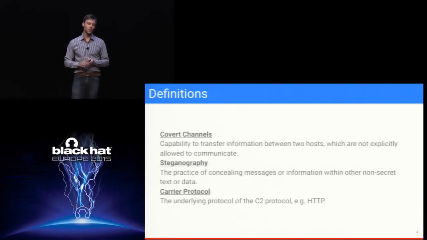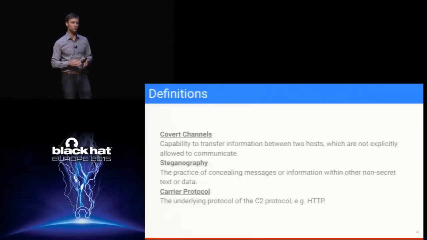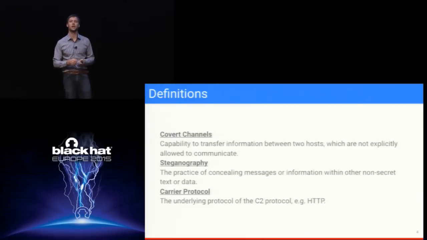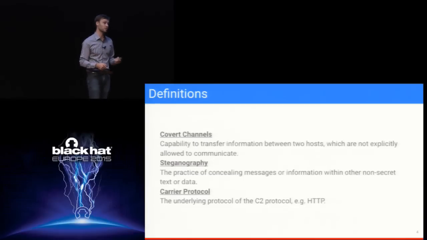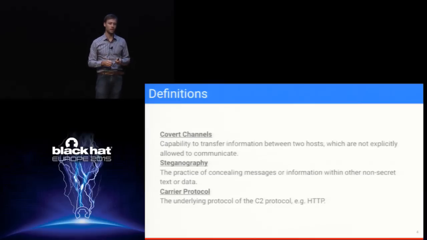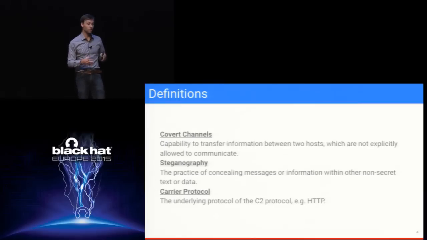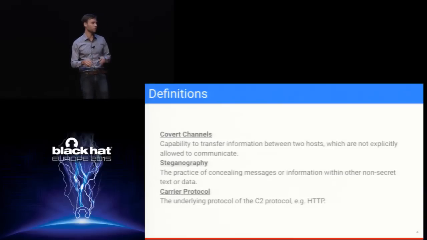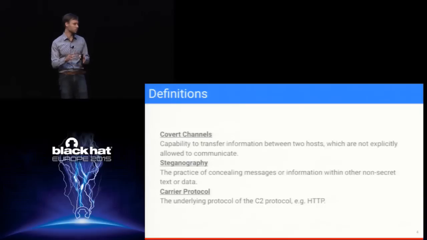So to us, covert channels is the capability to transfer information between two hosts which are not explicitly allowed to do so. In a corporate environment, if a system is infected, it's probably not allowed explicitly to communicate with its command and control server. There are other usages of the term covert, in cryptography for example, but this is not the case. Here in the context of our presentation, this is how we want to use this term.